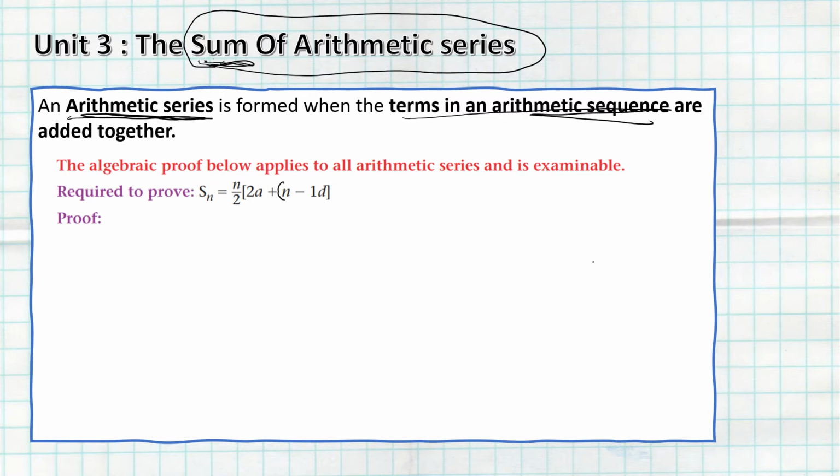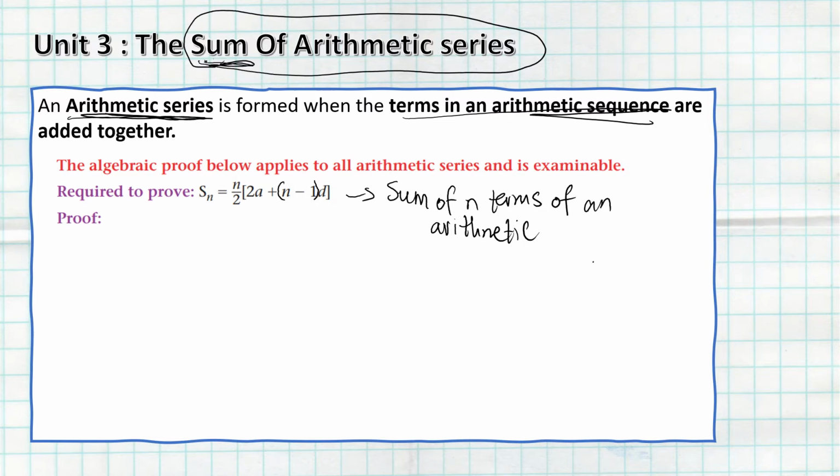Let me put this in brackets so that you may not be confused. So this is the formula. It says Sn equals n over 2, (2a plus (n minus 1)d). This is the formula for the sum of n terms of an arithmetic series. Let me write it also. So if we are adding terms that form an arithmetic sequence, we are adding them together.